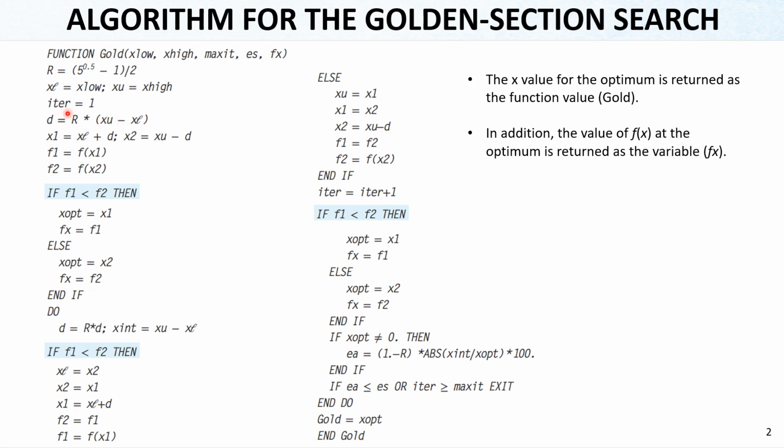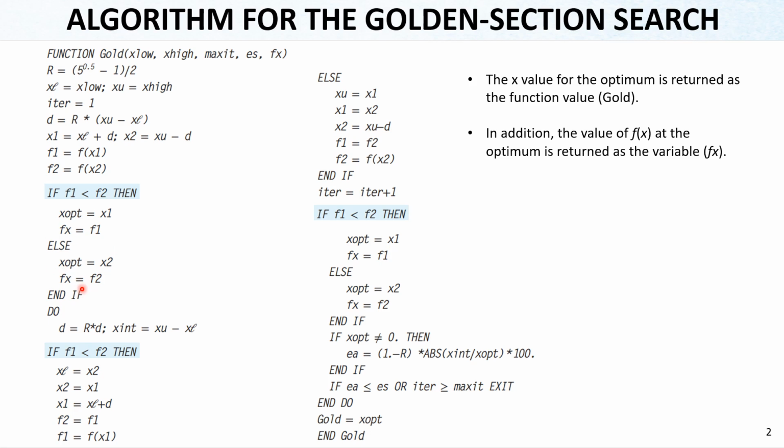Now in the first iteration we calculate d as the golden ratio times the difference of these. And x1 is this formulation and x2 is this formulation. Then we calculate the function values of them and make a comparison. If f1 is smaller than f2, then we get x1 as the optimum, and the lower bound will be x1. Otherwise, we will have f2 smaller than f1, and then we will get x2 as the optimization point.